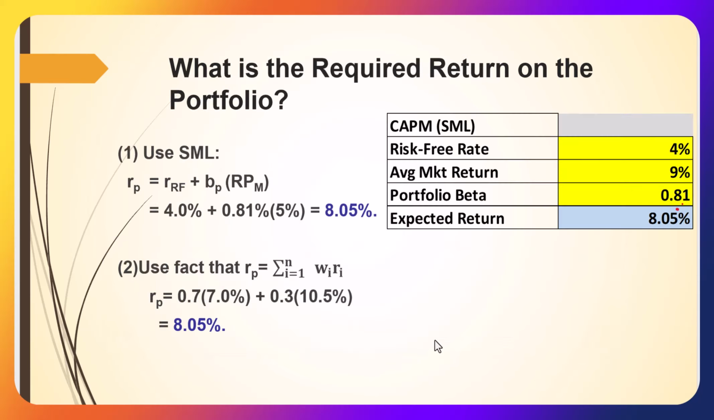So what should we expect to earn if we invested in this portfolio? Again, plugging into our security market line formula, we have the risk-free rate of 4% and the stock market average is 9%. If beta is 0.81, we would expect to earn 8.05% if we bought this portfolio. And in fact, if you did the formula, 70% of the 7% return on Blandy, plus 30% of the return on Gourmage, that comes out to that 8.05%.